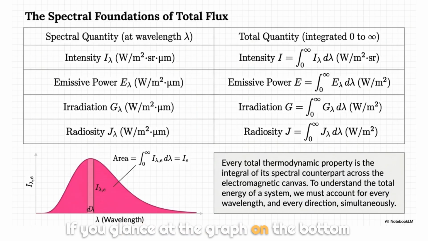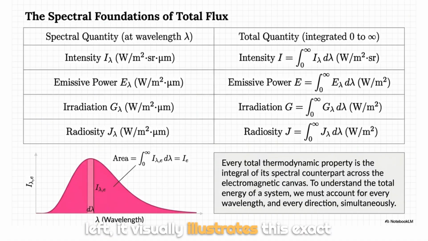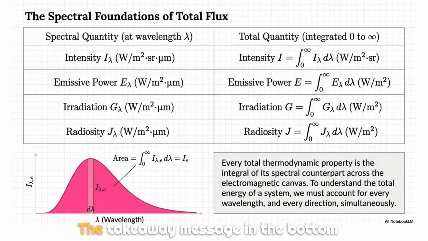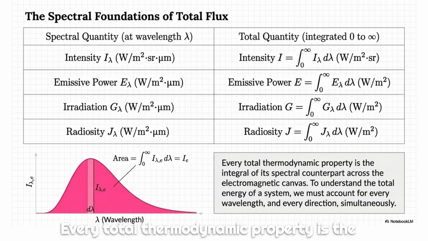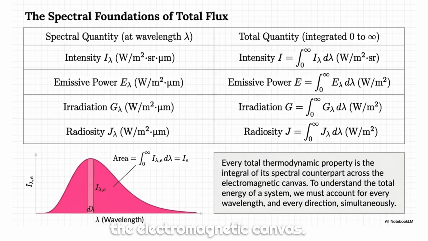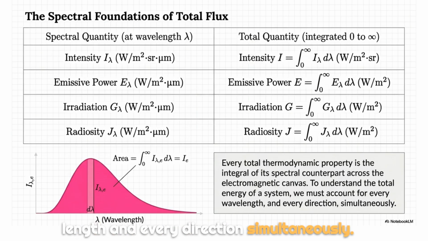If you glance at the graph on the bottom left, it visually illustrates this exact relationship for intensity, where a thin slice represents the spectral intensity at a specific wavelength, and the total integrated area equals the total intensity vector. The takeaway message in the bottom right text box summarizes this perfectly. Every total thermodynamic property is the integral of its spectral counterpart across the electromagnetic canvas. To truly understand the total energy of a system, we must account for every wavelength and every direction simultaneously.